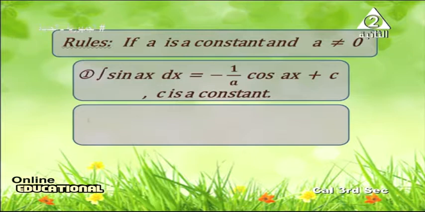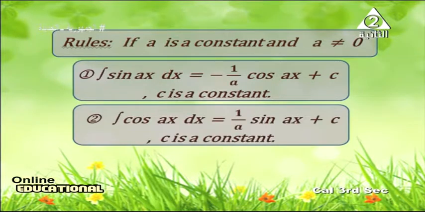Number 2, what is the integration of cosine ax dx? The integration of cosine equals sine, then the integration of cosine ax dx equals 1 over a sine ax plus c, where c is a constant.